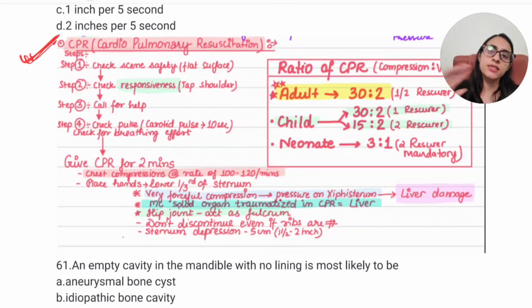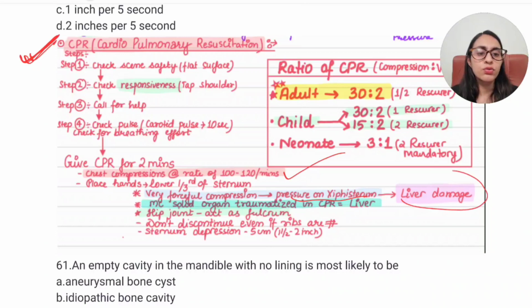How should you give CPR? You give chest compression at the rate of 100 to 120 per minute. Then place hands at the lower 1/3 of the sternum. Sternum is the chest bone. Place hands at the lower 1/3 and then give forceful compression. There should be pressure on the chest bone, the xiphisternum. And if the pressure is more, then it can also lead to liver damage.